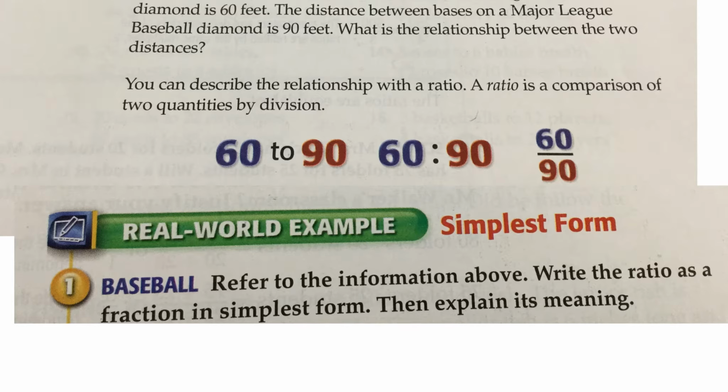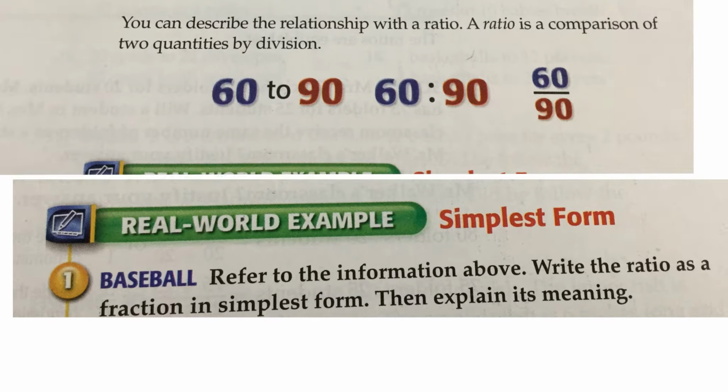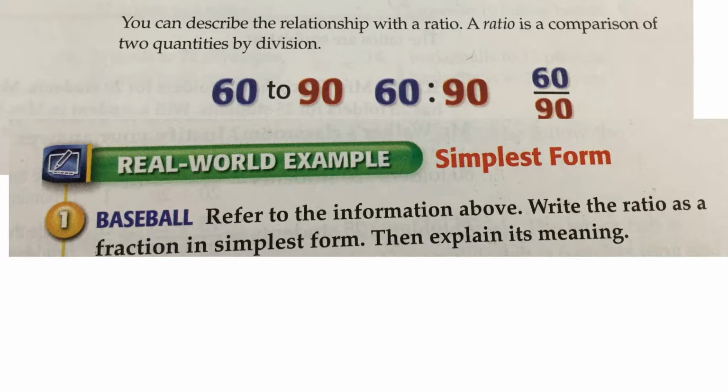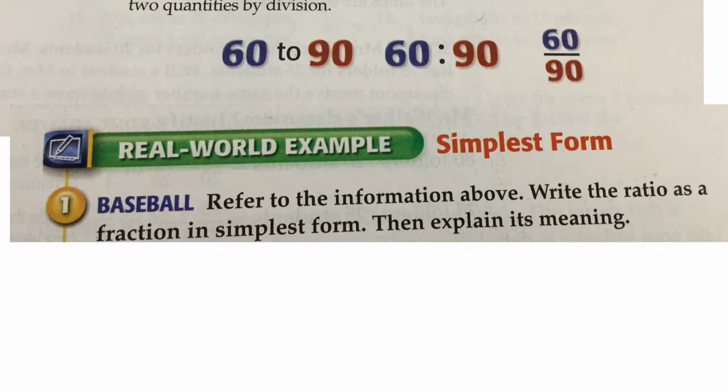Okay, now refer to the information above. We want to write this ratio as a fraction in simplest form. Then explain what it means. So if we're going to write it as a fraction, we're going to use this form, 60 over 90. And we want to simplify it as short as possible, or as small as possible.